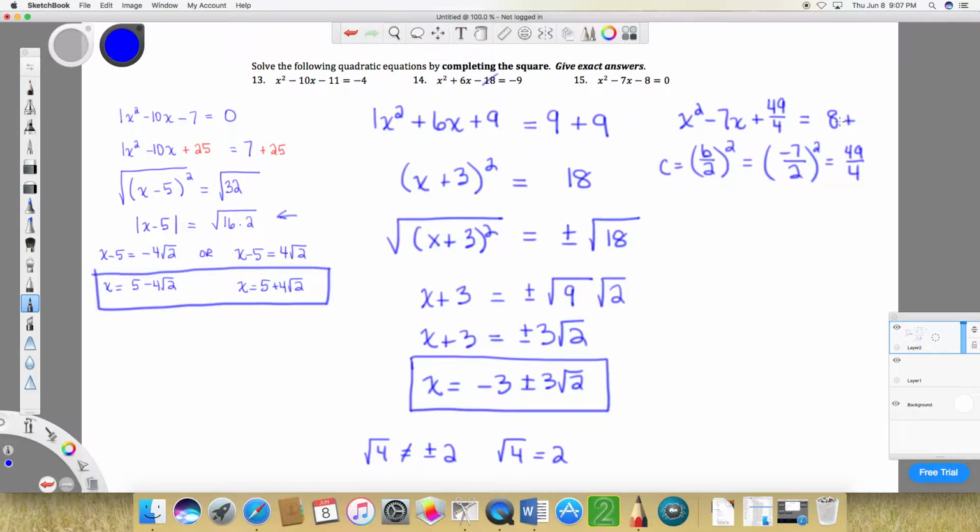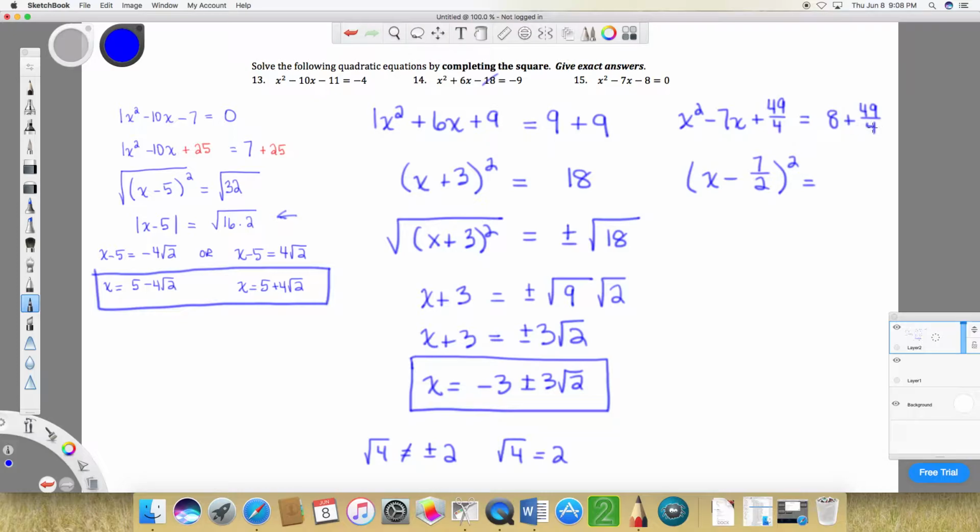And if I add that to the left-hand side, to balance the equation, I have to add that to the right-hand side. You have to ask yourself, well, why? Why did we do that? We did that so that on the left-hand side, it will be very easy to factor this. This factors to x minus, well, half of 7.